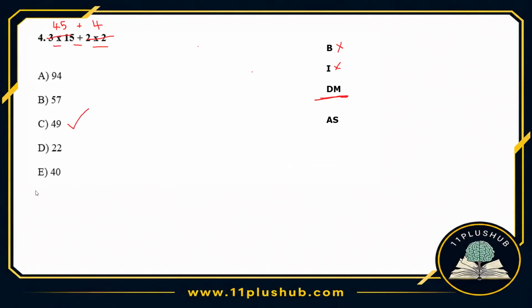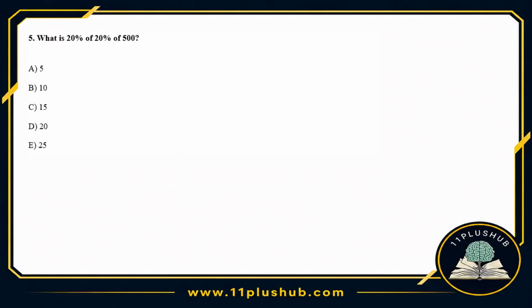Okay, let's move on to question 5. What is 20% of 500? Okay, so it's a bit of a tricky question to sort of compute or comprehend at first. It sounds a bit awkward, but what it's asking us is to find 20% of a certain value, and the value that it wants us to find 20% of is 20% of 500. So let's start off by finding 20% of 500.